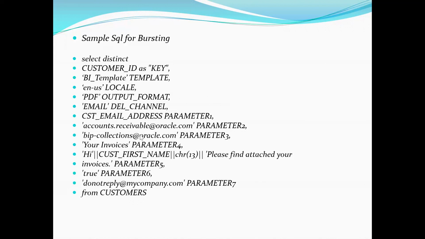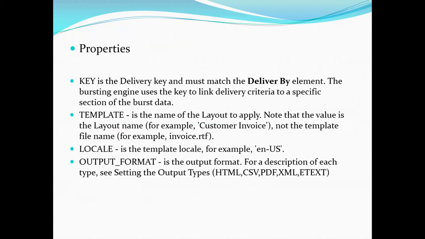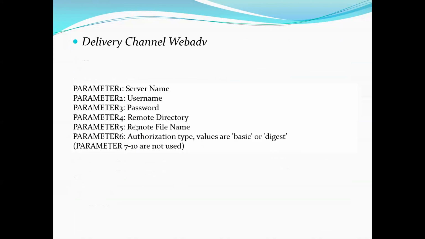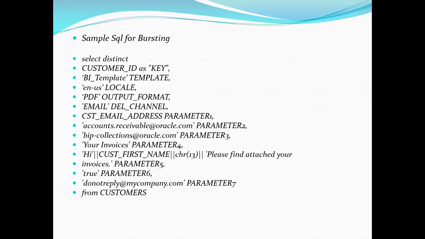This is a sample SQL for the bursting. So use this SQL statement and generate these XML tags. We need to generate this XML tag structure from this SQL statement. Select customer ID as key, template name as template, English US as locale, PDF as output format, email as delivery channel. If the delivery channel is email, email related parameters need to be filled. These alias columns need to be maintained the same as the standard. And select star from whatever table you want. We'll see one use case of how we can perform this.